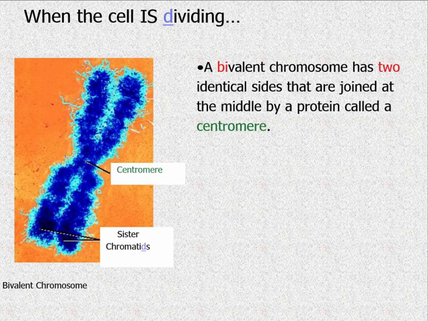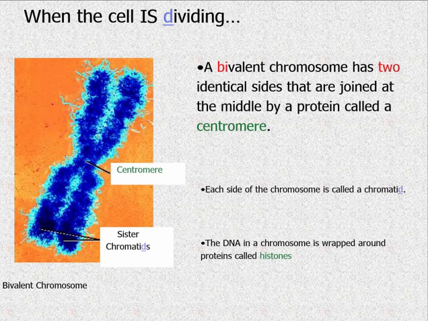So a bivalent chromosome, remember the prefix bi means two. A bivalent chromosome has two identical sides that are joined in the middle by a protein called a centromere. Each side of the chromosome is called a chromatid with a D on the end. We learned the word chromatin on the previous slide. The DNA in a chromosome is wrapped around proteins called histones.